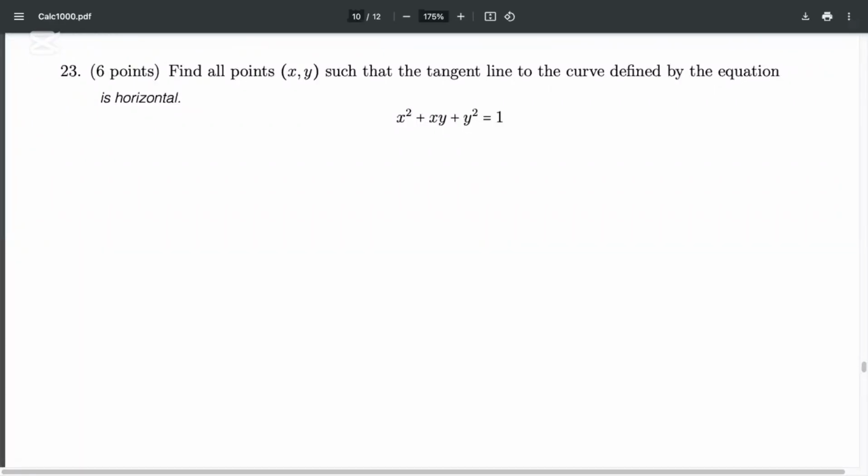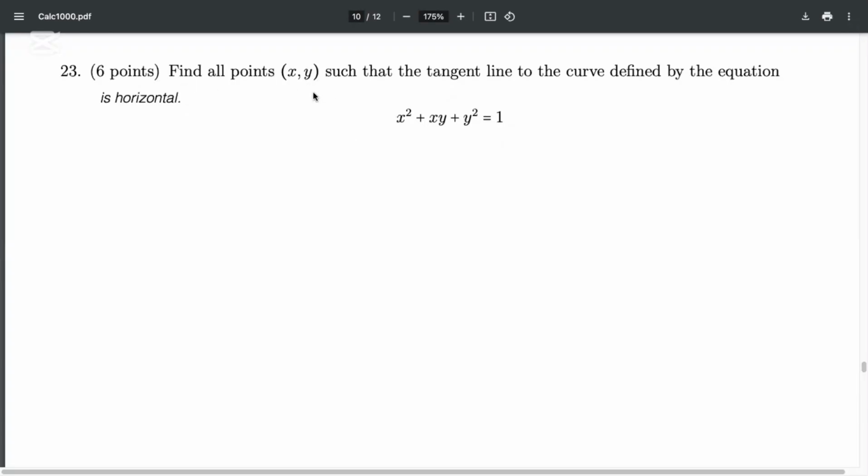Today we are diving into a classical calculus problem, finding where a curve has a horizontal tangent line. We'll use implicit differentiation to determine where the slope is zero and solve this step by step. If you are studying for a test or just love math, this one is for you. Let's get started.